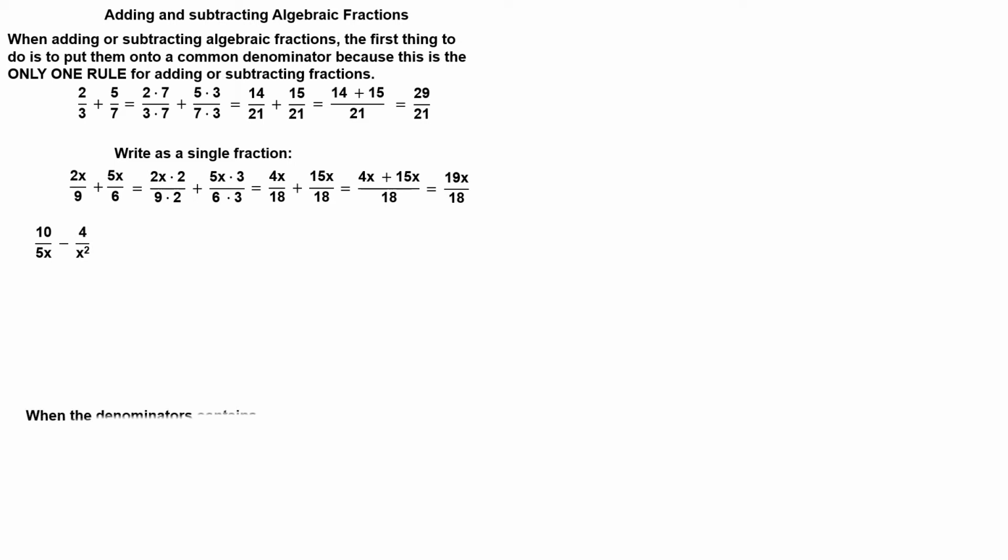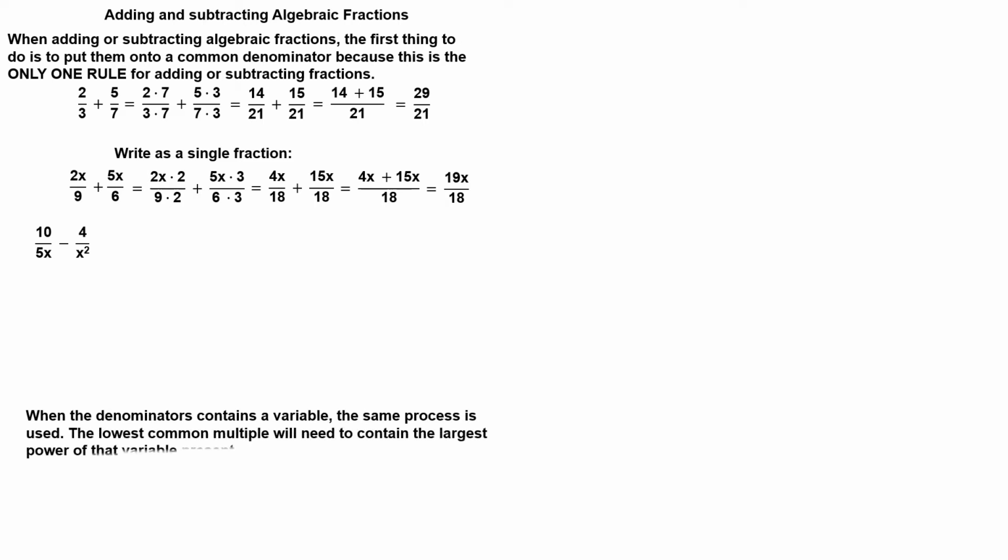When the denominators contain a variable, the same process is used. The lowest common multiple will need to contain the largest power of that variable represented. The largest power of x in this problem is 2, so the lowest common multiple contains x to the second power multiplied by the lowest common multiple for 5 and 1, which is 5.